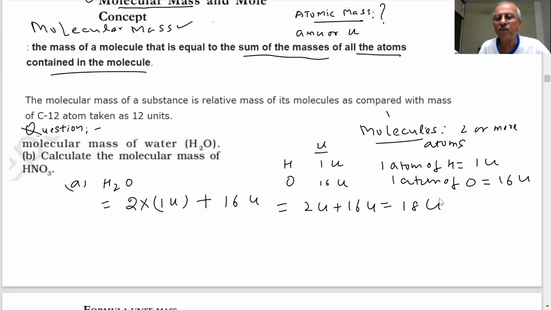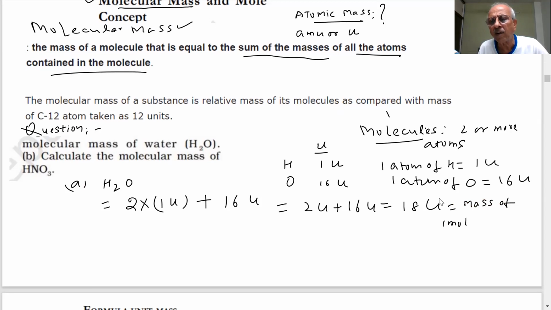What did it mean, student? The molecular mass means mass of 1 molecule of H2O. Mass of 1 molecule, I am saying. 1 molecule of H2O is how much? 18 U. You know 1 U is a very, very small number. We have given the value also, it was of the order of 10 minus 24 grams. That is the mass of 1 molecule of water.